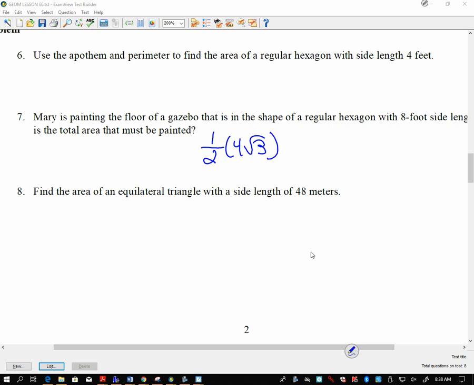And then I just need the perimeter. Well, that's 6 times 8, which is 48. So my math is 4 radical 3 times 48 divided by 2. Does that make sense? Which is probably the same as 4 radical 3 times 24. But you guys can go through there. The area of an equilateral triangle is just like the first one that we did, except without a picture.